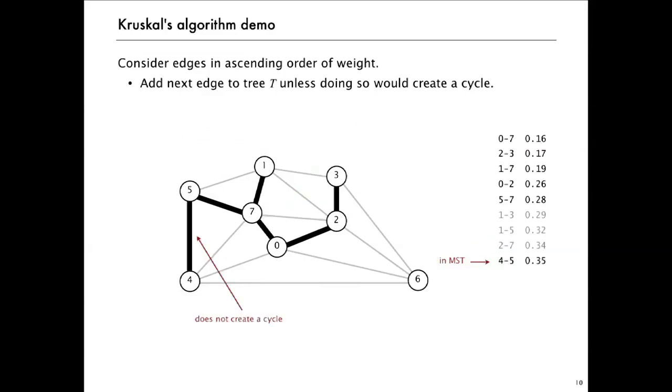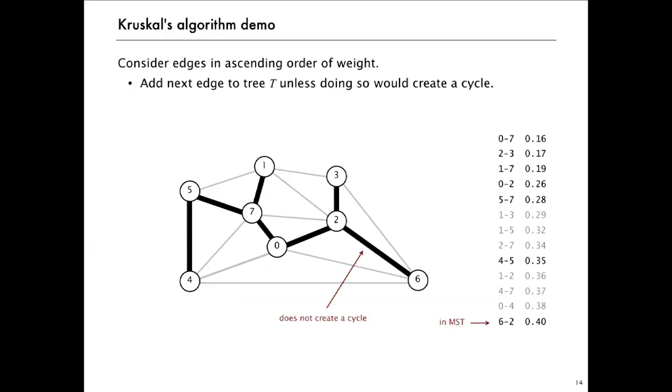4-5, the next smallest edge, does not create a cycle, so we add it to the MST. 1-2 creates a cycle, 4-7 creates a cycle, 0-4 creates a cycle, and finally we get to 6-2, which does not create a cycle, so we add that to the tree. At this point, we have an MST.